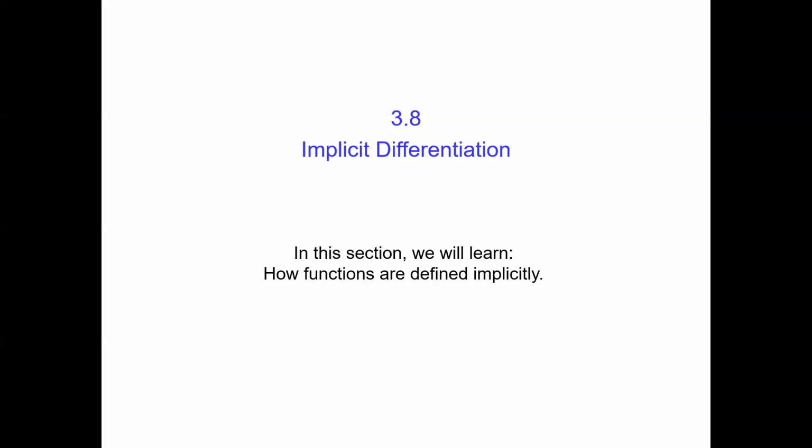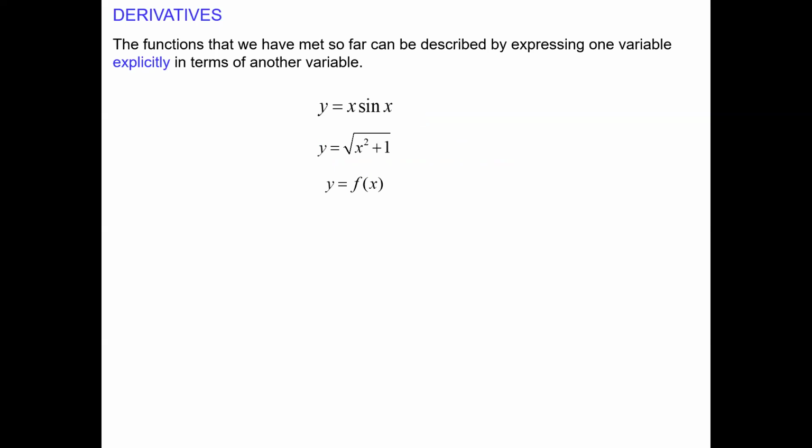Implicit differentiation. In this session, we will try to get the derivative of an equation presented in implicit form. Let's look at the equations we have dealt with so far. We can see both of them, because the third one is just the general form. The first one is the product, the compound function. The second one is simply defined explicitly as y in terms of the independent variable x.